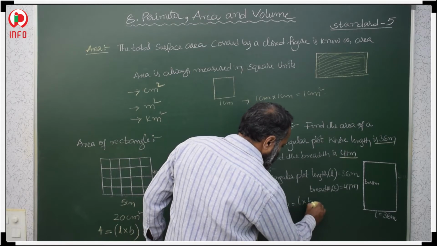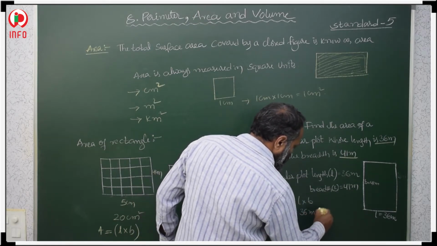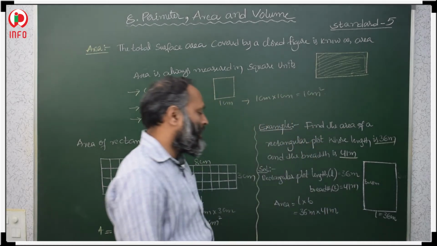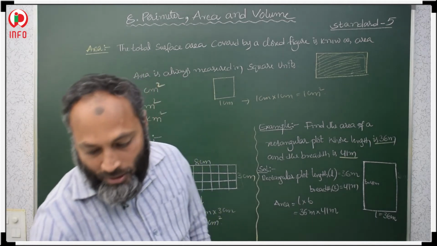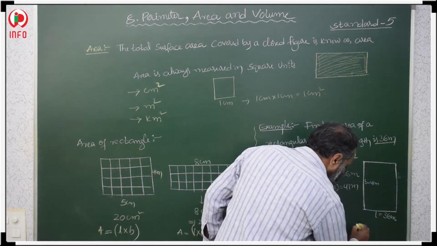length into breadth. What is the length here? 36 meters. And what is the breadth here? 41 meters. 36 meters into 41 meters. Now multiply 36 meters into 41 meters.